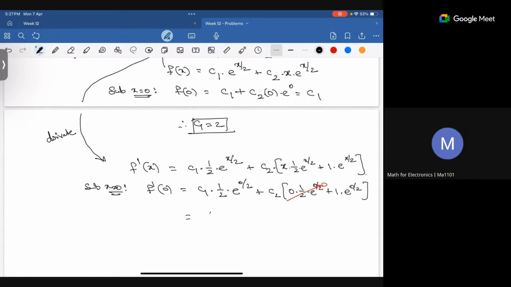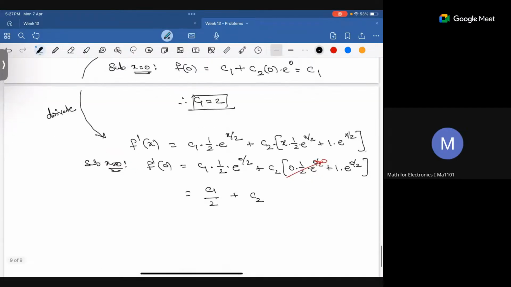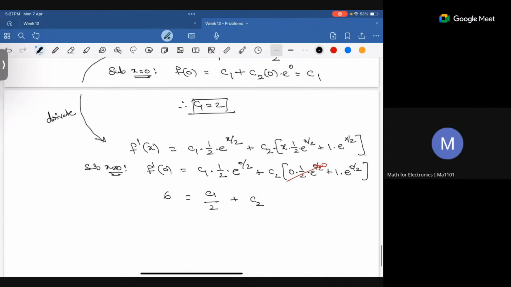Right, so if I simplify, I'll have c1 by 2 plus c2 whole into 0 plus 1, which is 1. So c1 by 2 plus c2 is f prime of 0, and f prime of 0 is 6. So I will substitute that. And also I will substitute c1 to be 2 because I got it from here. So 6 equals 2 by 2 plus c2. From here c2 will be 5. Right, 6 minus 1 will be 5. So I got c1 and c2.